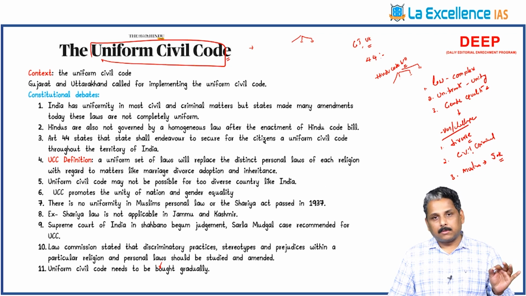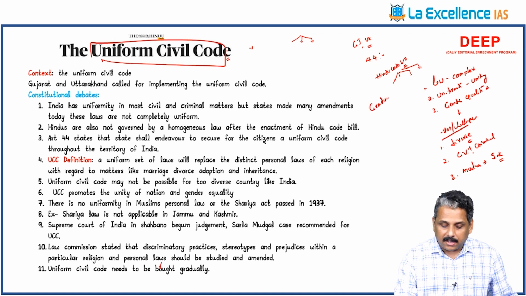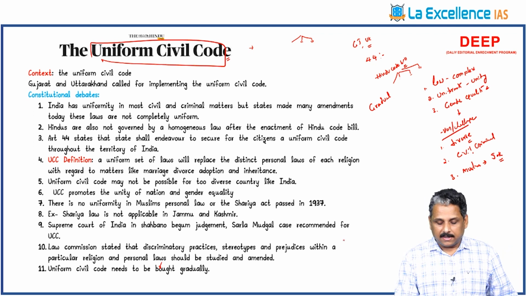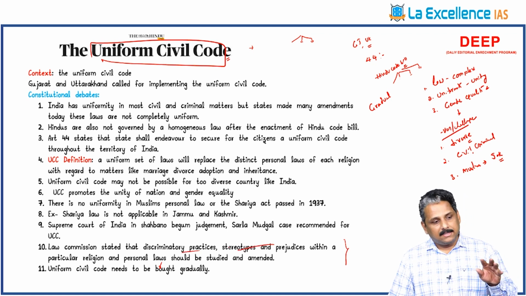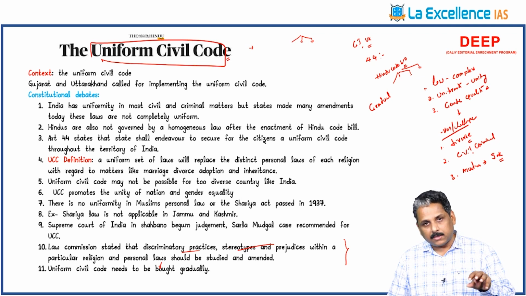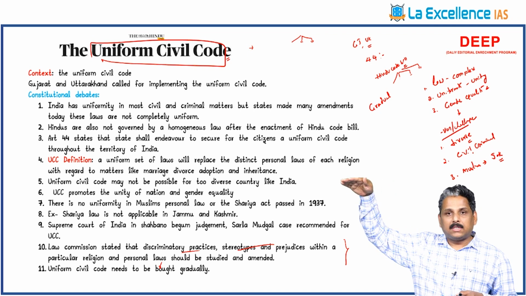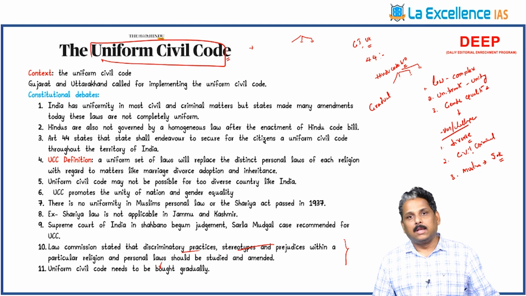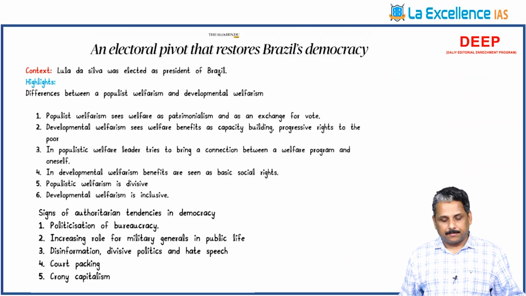But when it has to be brought in, as our constitutional forefathers said, it has to be brought in through a gradual approach. Let us try to understand this gradual approach. The Law Commission has clearly stated that the prejudices, stereotypes and discriminatory practices existing in every religion have to be reformed first, so that every religion reaches a certain standard with regard to constitutional values. Then we can move towards the Uniform Civil Code. That is the best approach. That is the point you need to remember here.